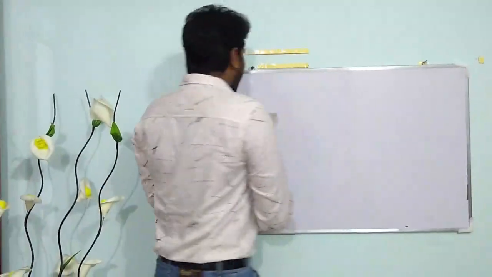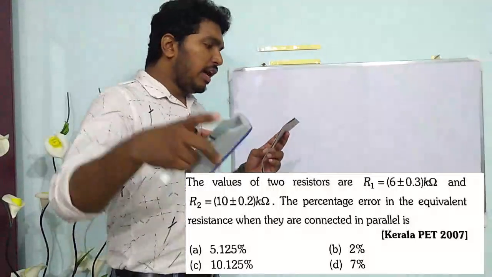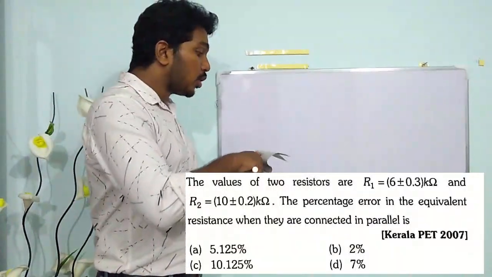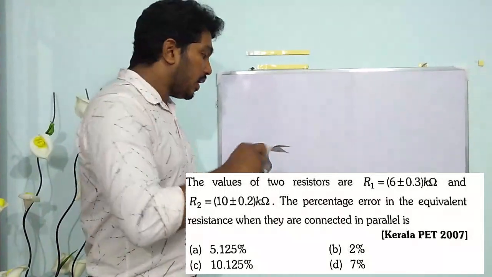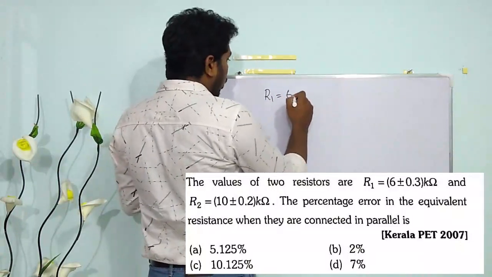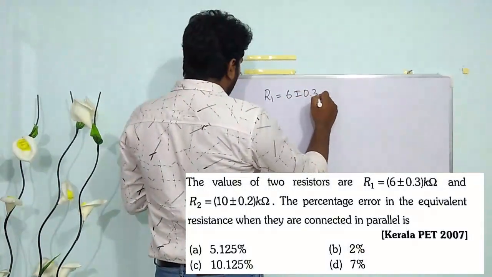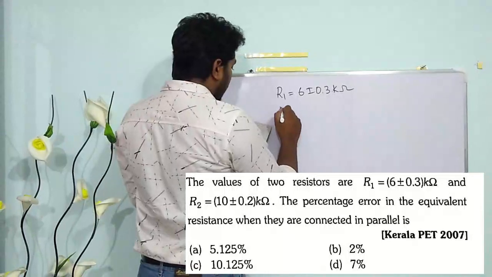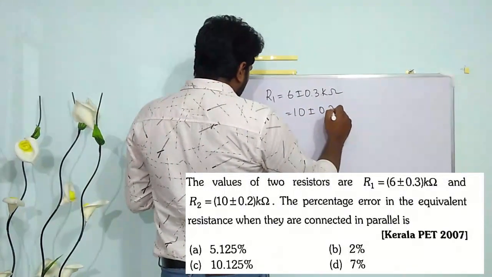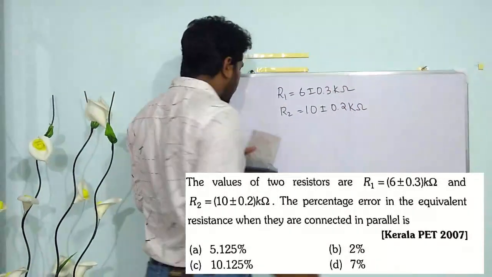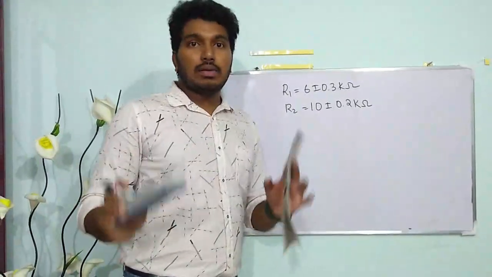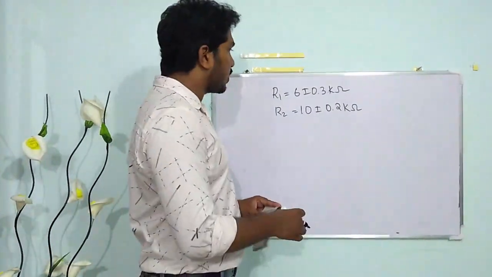The question will be, the values of two resistors are R1 equal to 6 plus or minus 0.3 kilo ohm and R2 equal to 10 plus or minus 0.2 kilo ohm. So the resistances are given there. We need the percentage error in the equivalent resistance when they are connected in parallel. How do you find the equivalent resistance?